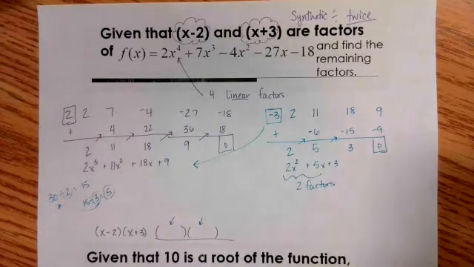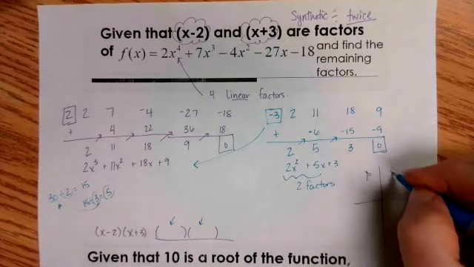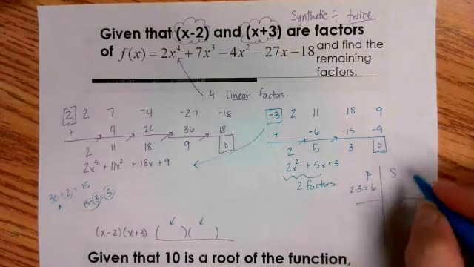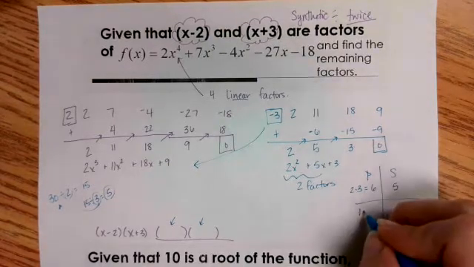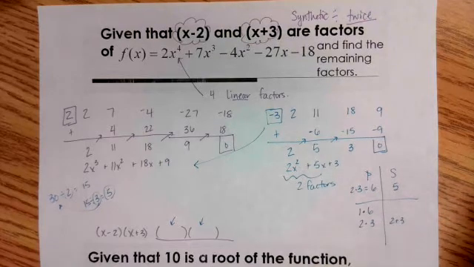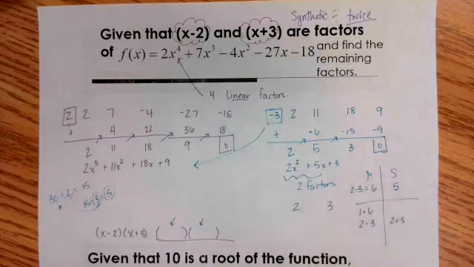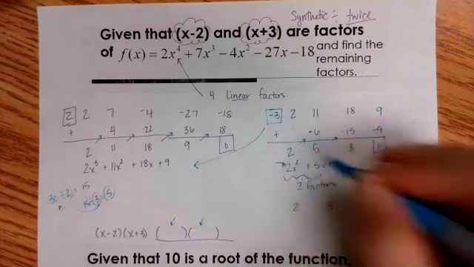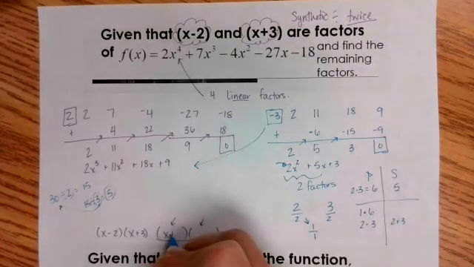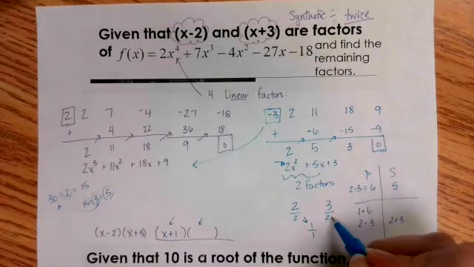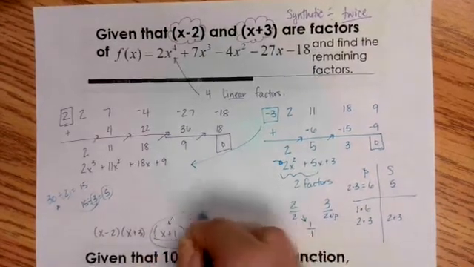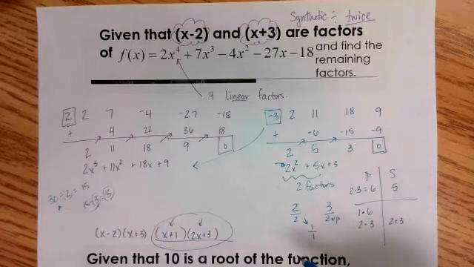Since I have a quadratic with 3 terms, I can make a product sum chart. So 2 times 3 is 6, and my sum needs to be 5. So 1 times 6 won't work, but I can do 2 times 3, because 2 plus 3 is 5. So with these numbers, 2 and 3, I need to divide them by my leading coefficient, which is 2. This reduces to 1 over 1, so that's going to be x plus 1. And then this is going to be 2 bottoms up, so 2x plus 3. This is my answer for the 2 remaining factors.